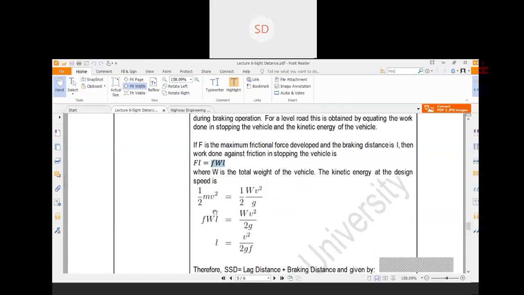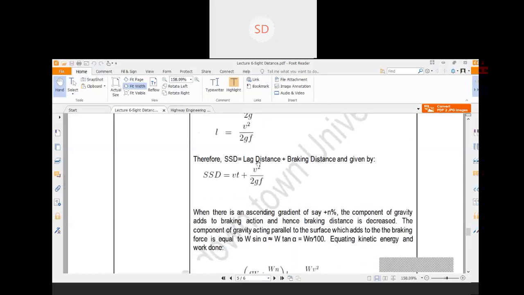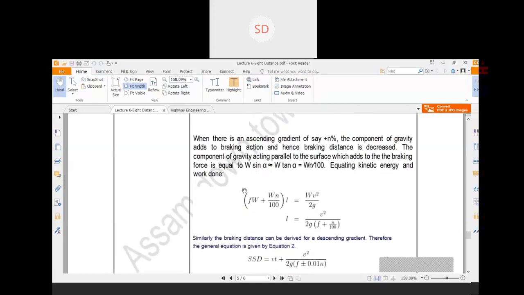So from that equation you find out your L, that is the braking distance. Your braking distance is v square divided by 2gf. Here just remember that v is in meter per second. Therefore SSD is lag distance plus braking distance, and it is given by SSD equal to vt, which was your reaction distance or lag distance, plus v square divided by 2gf. So this is your equation for the SSD.